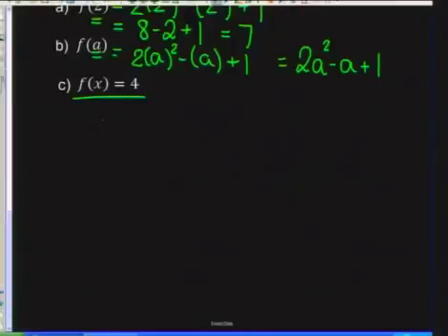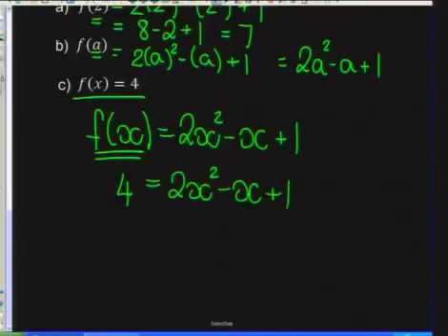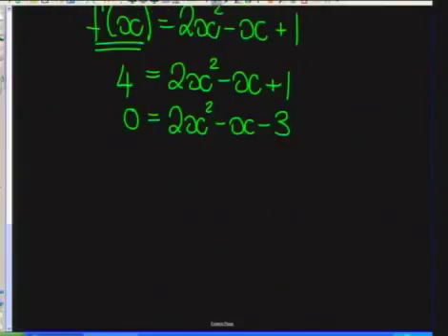Our f of x equation was 2x squared minus x plus 1. And we've now said that f of x is actually the value of 4. If I substitute that in there, do you agree what we've got is a quadratic equation to solve for x? So we're going to bring my 4 over, and negative 4 plus 1 is going to give us negative 3. This is just a good old quadratic equation which we need to solve.